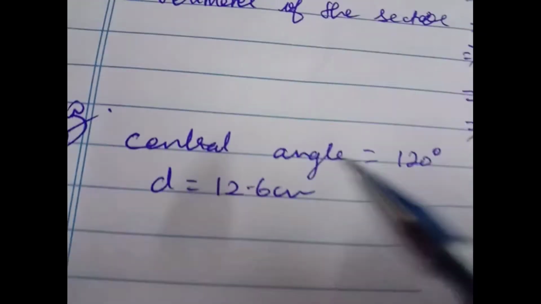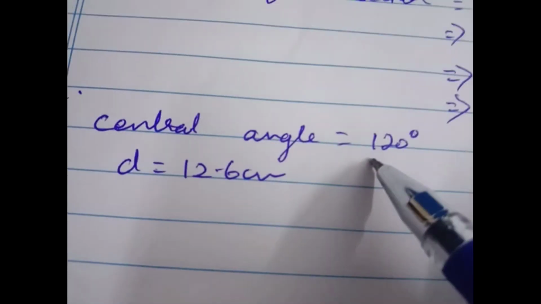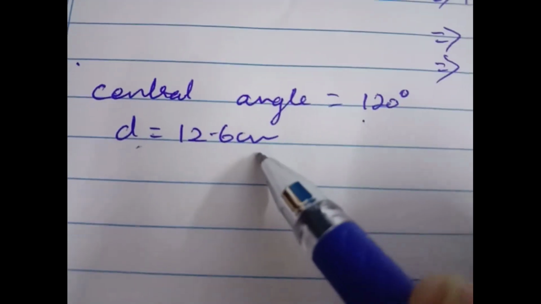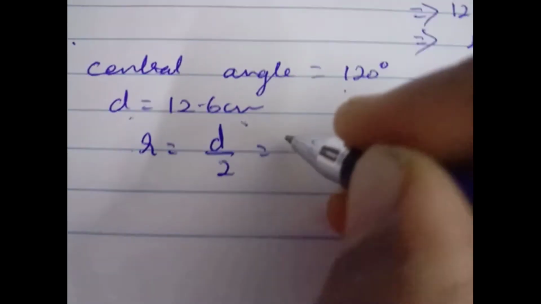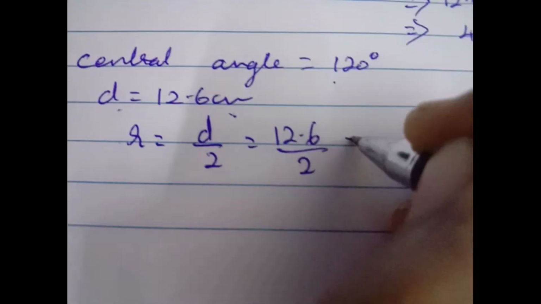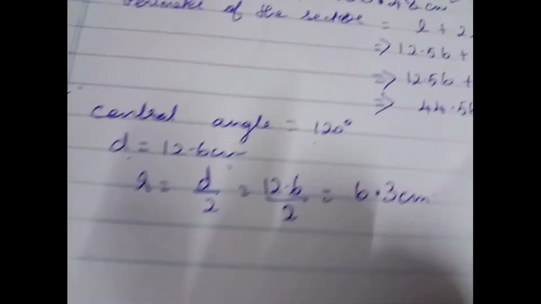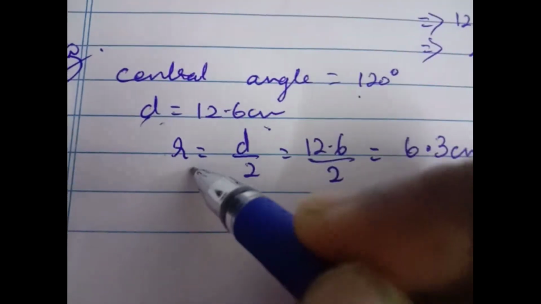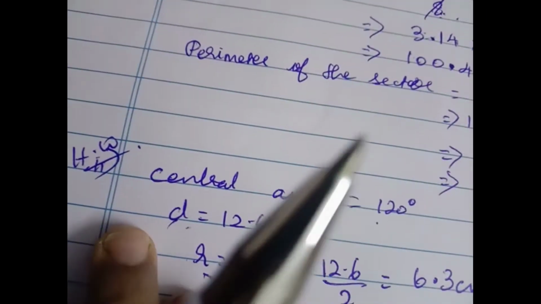The second question is your homework question. See here, given the central angle 120 degree, and instead of R they given the D value, diameter, that is 12.6 centimeter. So to find out the R value, what you will do? R is equal to D by 2. 12.6 divided by 2 is equal to 6.3 centimeter. So if they given in the question the diameter value, convert into the radius and then substitute in the formula. Okay. Continue the remaining part.